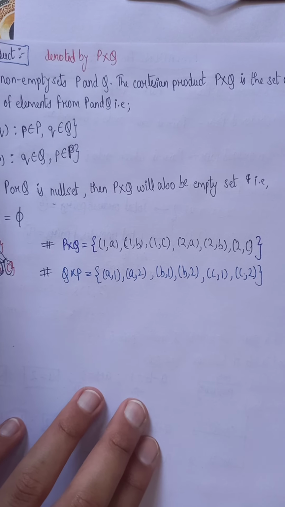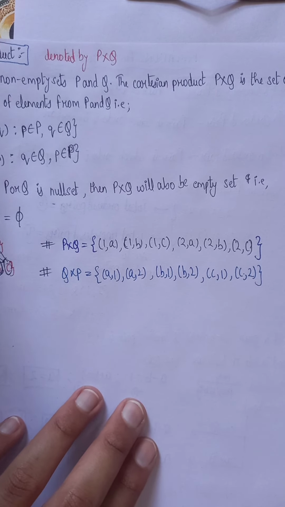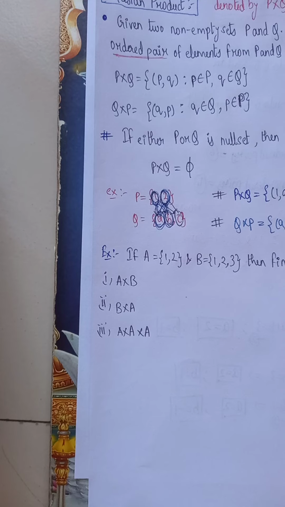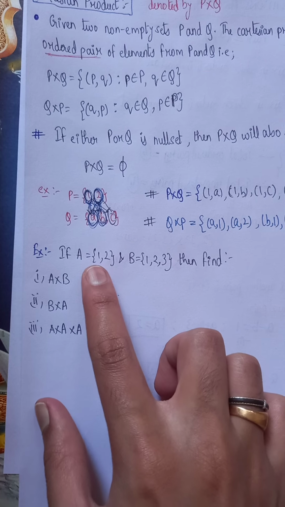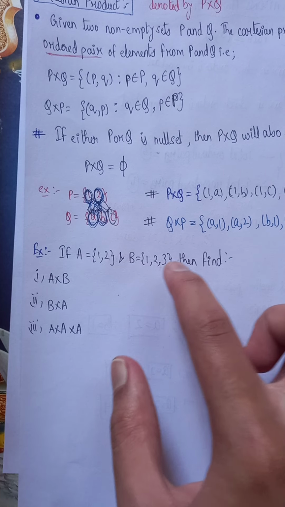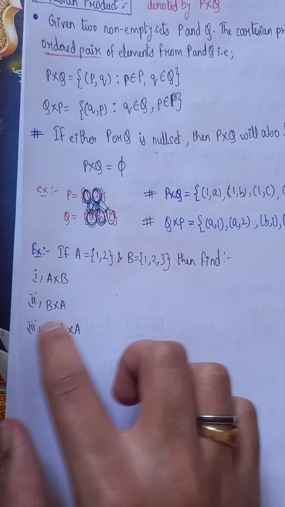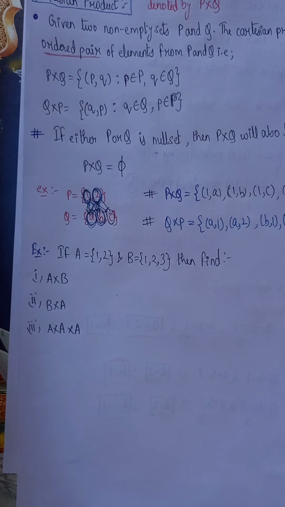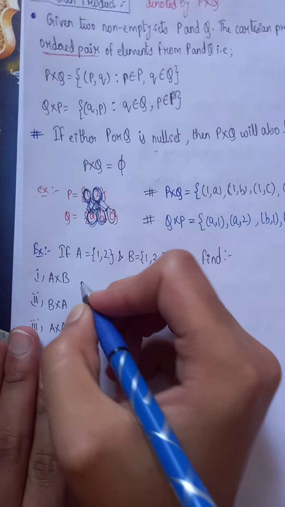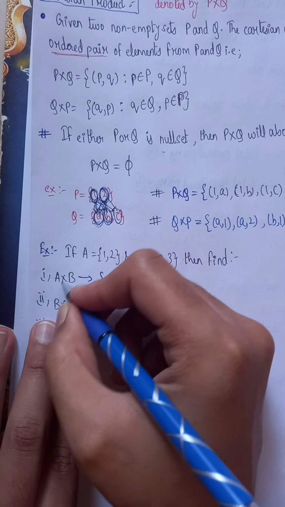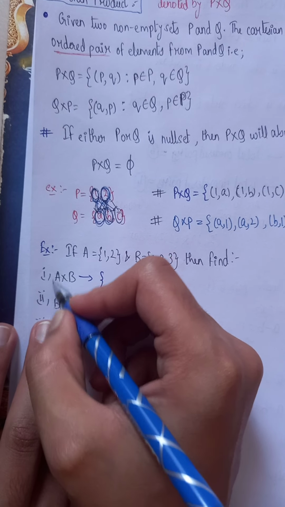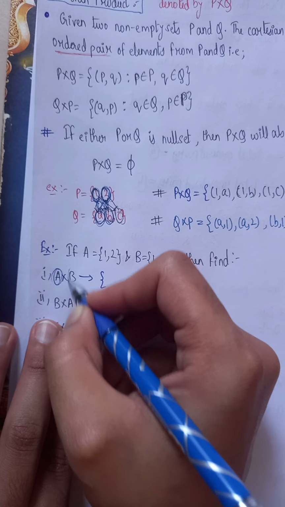Okay, so I hope you understood this example. Now let's move on to the next example. It tells us that if A is {1, 2} and B is {1, 2, 3}, then find A cross B, B cross A, A cross A. Okay, so let's find it one by one. First let's find A cross B. A is coming first, B is coming second.